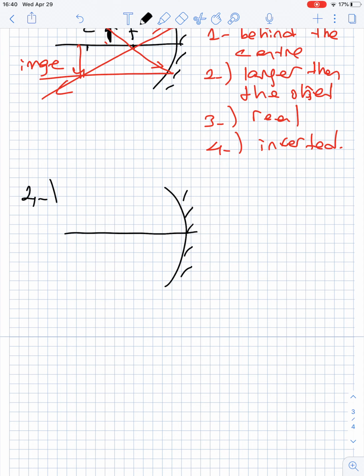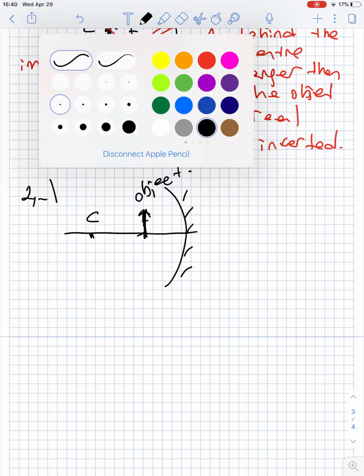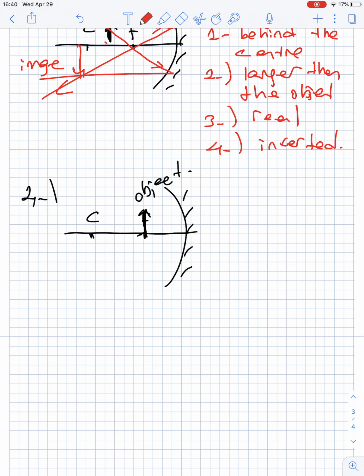Concave mirror, focal point and center. If my object is on the focal point, where is the image? The method is the same. First special ray is parallel. It will reflect through the focal point. Second special ray goes to the pole point. It will reflect at the same angle. Look at my image: it is at infinity and not real.